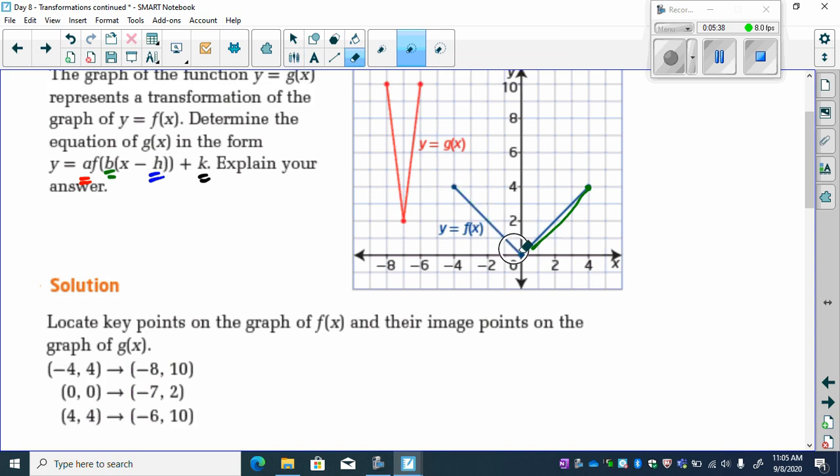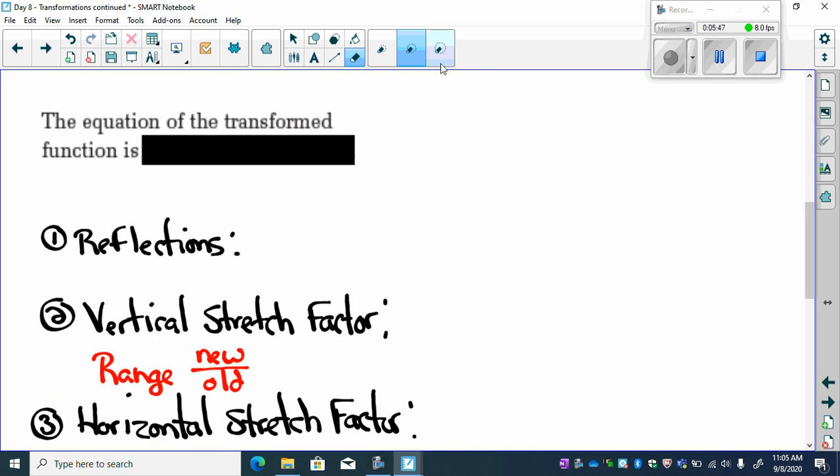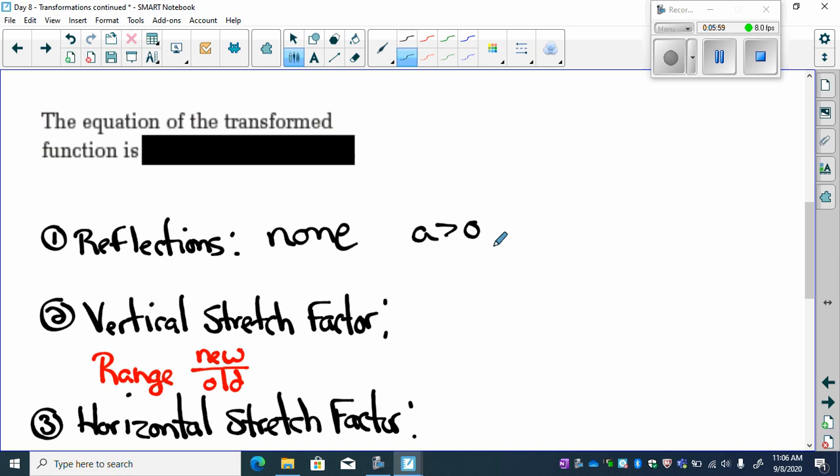So I can't even tell if there is horizontal reflection. If I can't tell, we'll assume that there's none. So for step one, when it comes to reflections, I will say there are none. That means that A is greater than 0, A is positive, and B is positive. All right?